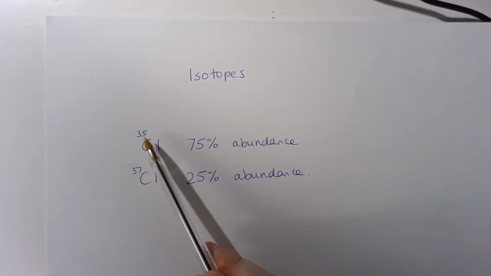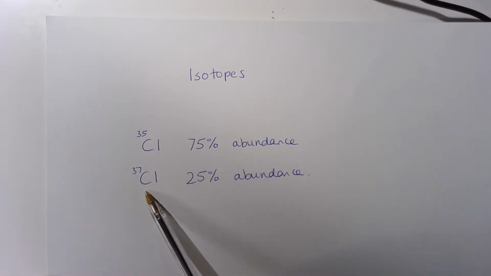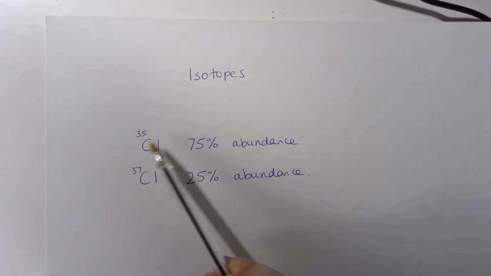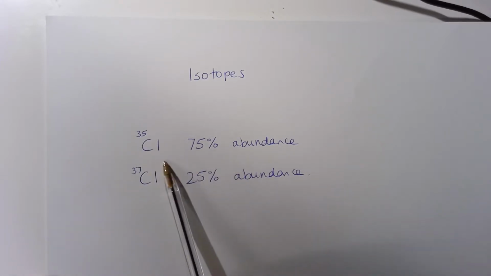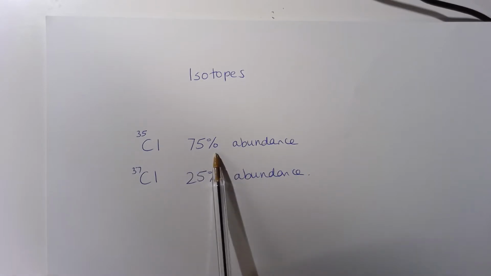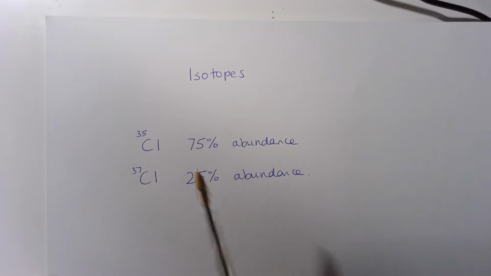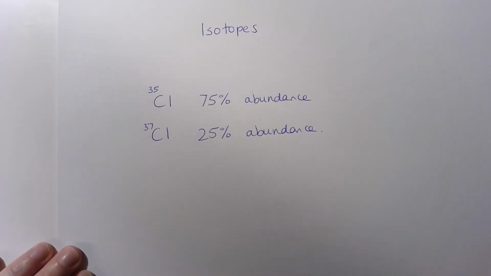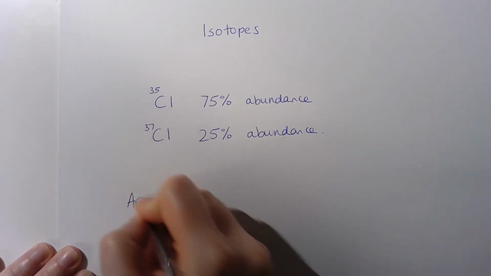Chlorine 35, which means it's got 35 protons and neutrons in its nucleus, and chlorine 37, which has 37 protons and neutrons in its nucleus. The abundance of this one is 75%, so there's far more of this isotope in our atmosphere and in our world than of this one. It's only 25%. Now to calculate this, it's quite an easy calculation, but it's one you do need to remember.